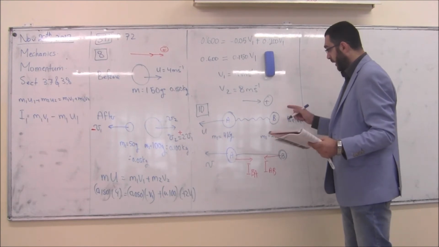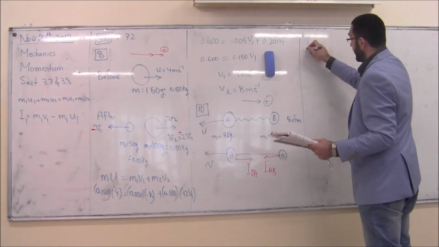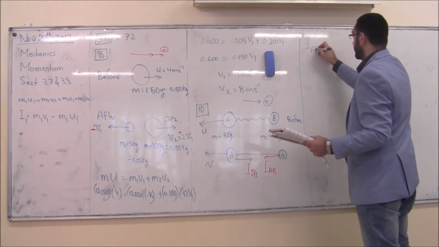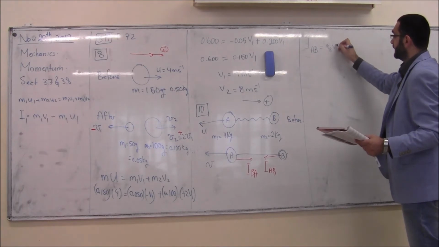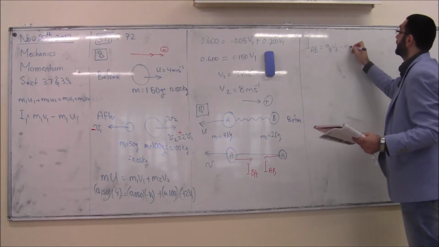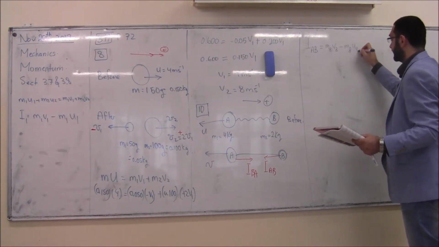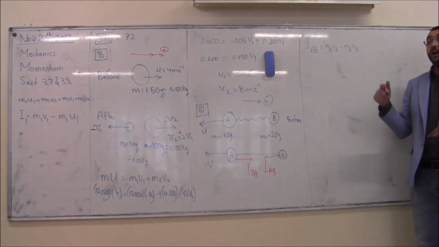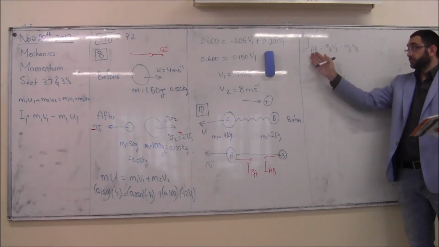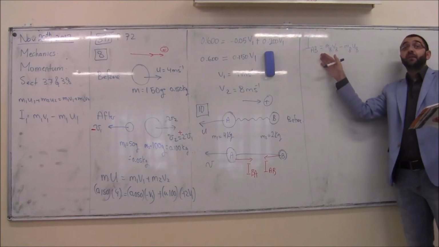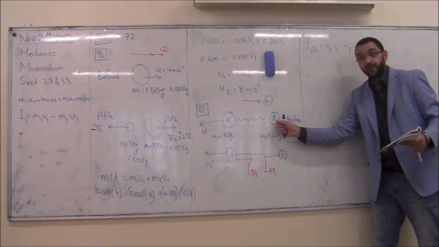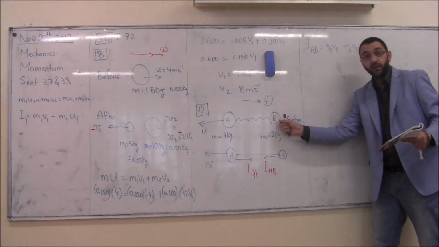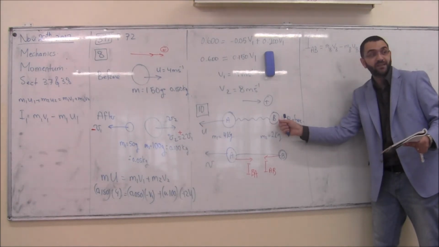Which particle will I use the impulse for? A on B. Why? I will show you why. MB VB minus MB UB. Why did I use the impulse on B? Pay attention. I used the impulse on B because the initial speed before is known. It was at rest.